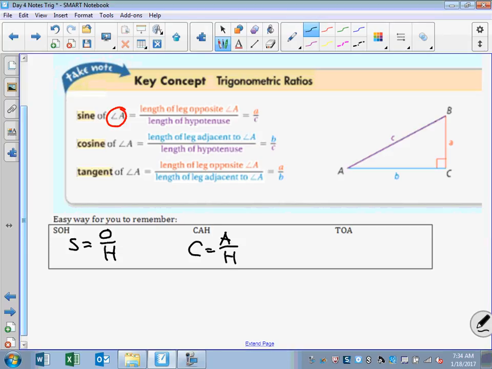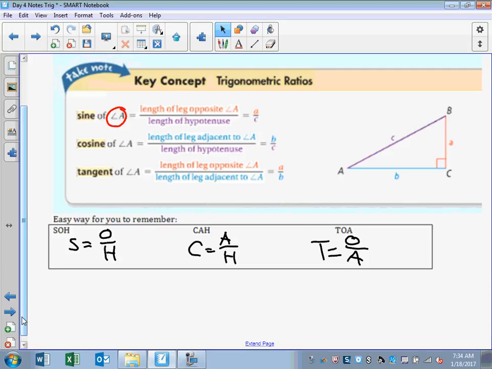So this is kind of the same thing that we got up in the example diagram, but we're shortening it a little bit. And then TOA is tangent, which is opposite over adjacent. So this is the same thing we have above, but we're just shortening it to just the first letters. So we got SOHCAHTOA. We're gonna remember that for the rest of this unit, because it's gonna be helpful.